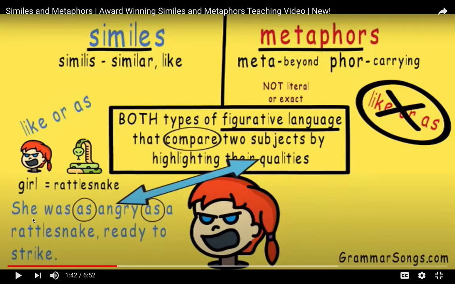So basically, she was as angry as a rattlesnake ready to strike. This is giving an example visually to the reader. She was angry. She wasn't just a little bit angry. She was very angry, similar to a rattlesnake ready to strike. So you give a visual to the reader so it brings the writing to life a little bit more. It lets the reader know just how angry she was. She wasn't a little bit angry. She was really angry, kind of like a rattlesnake ready to strike.